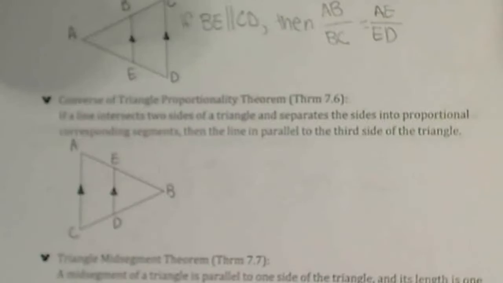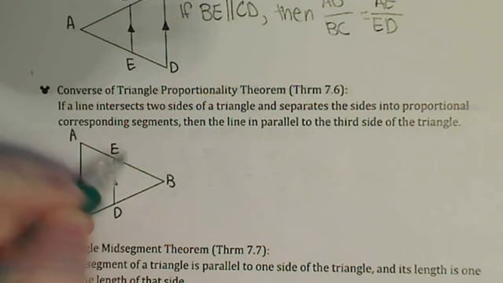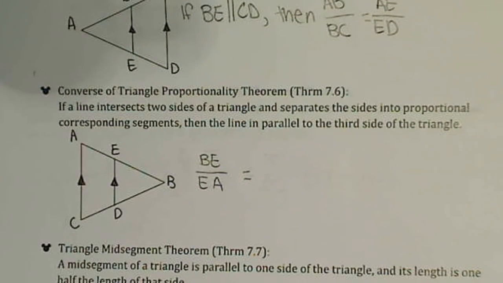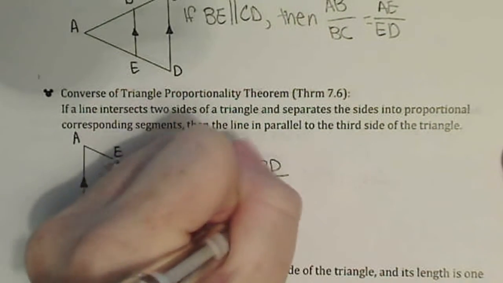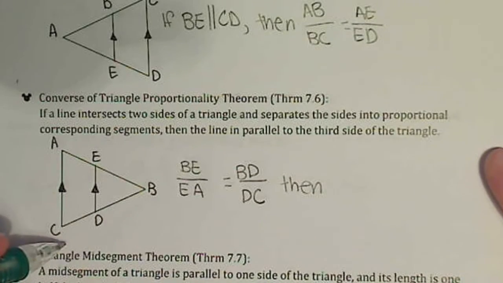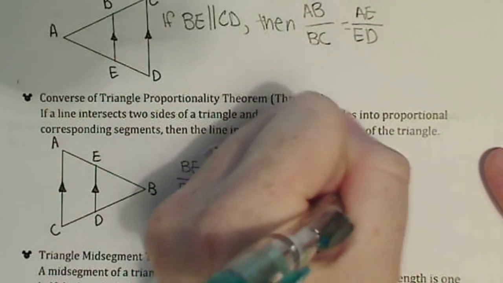As with most theorems, you have a converse. In other words, your if and then are going to flip places. Instead of starting out with two lines that are parallel, we're going to end with two lines that are parallel. So if our sides are proportional, then our lines are parallel. So what does that mean? That means if this ratio of BE over EA is proportional to BD and DC, what that means is that then these lines right here will be parallel. So ED will then be parallel to AC.